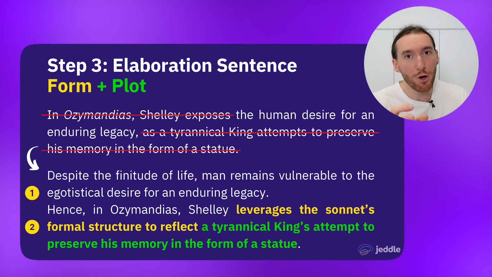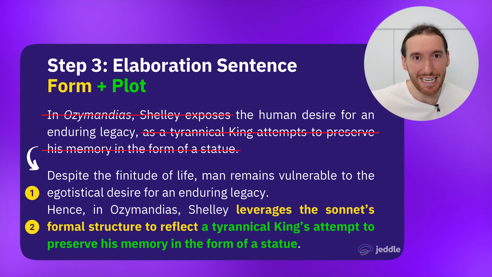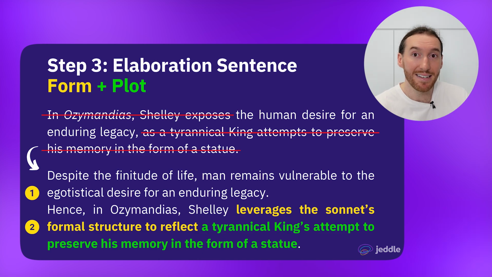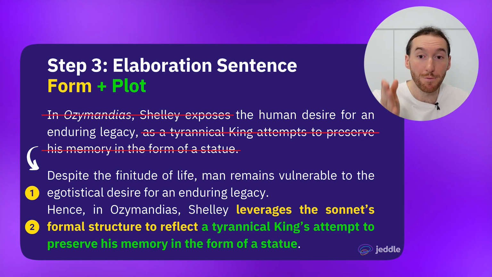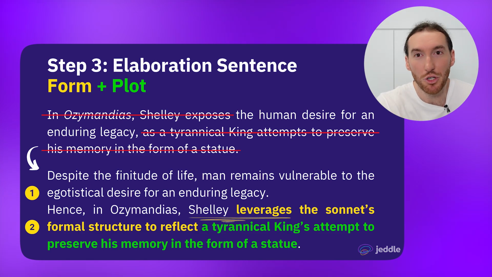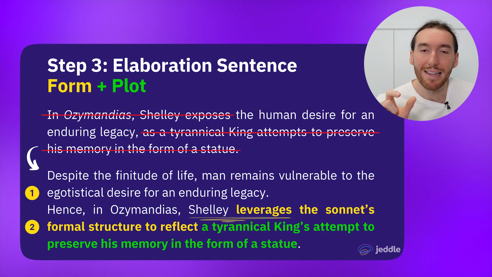You don't always have to have both because sometimes it can become too clunky, but I'm going to show you how you could do it in just a second. So make sure you understand the structure so far. The first sentence is just the idea that could be applied to other texts. The second sentence brings in the text and includes a reference to form, where we say Shelley leverages, which is a really nice verb, means uses to Shelley's advantage. Shelley leverages the sonnet's formal structure.